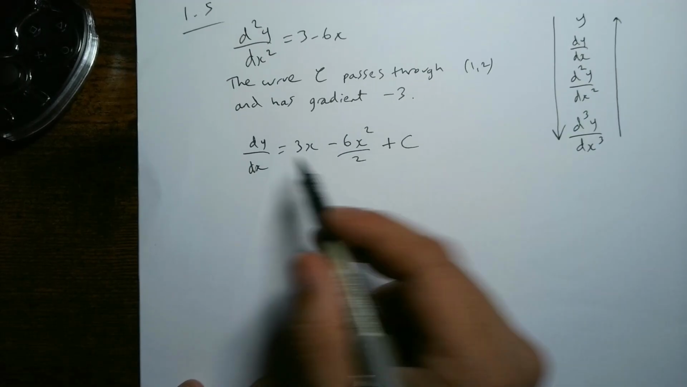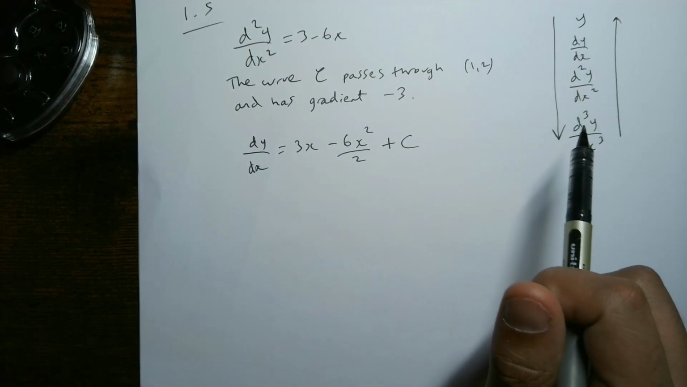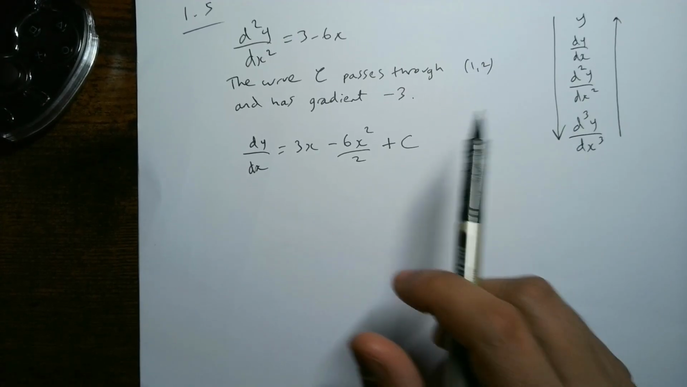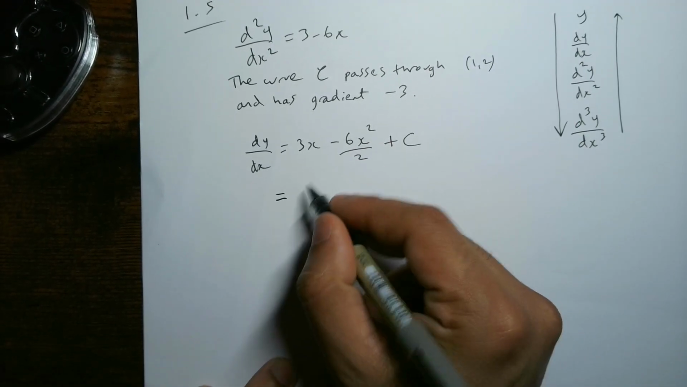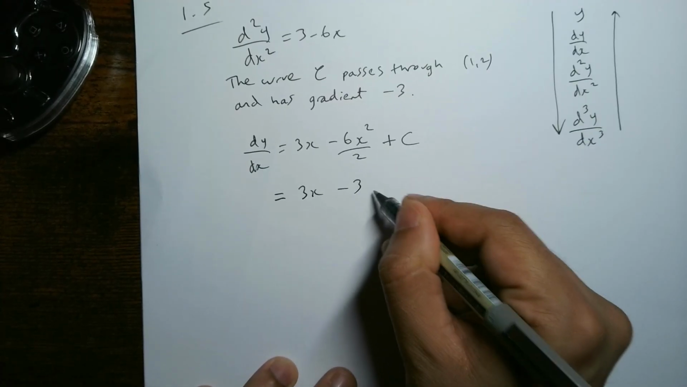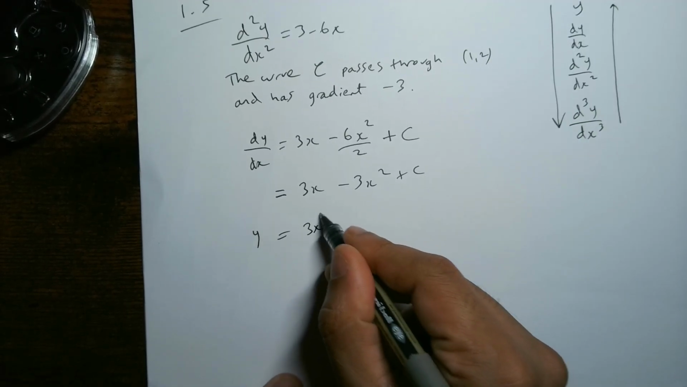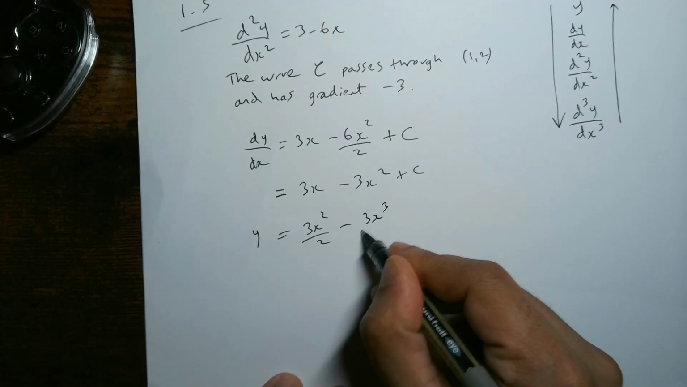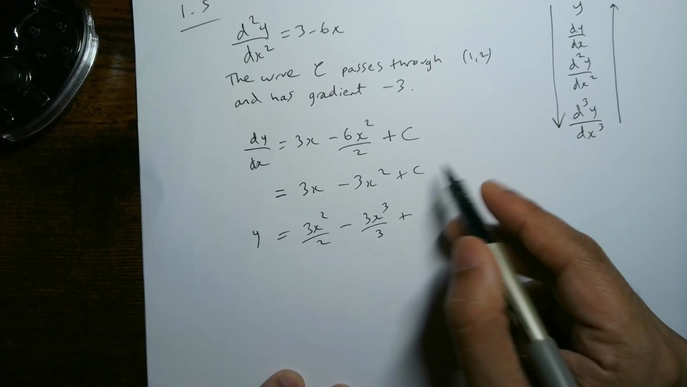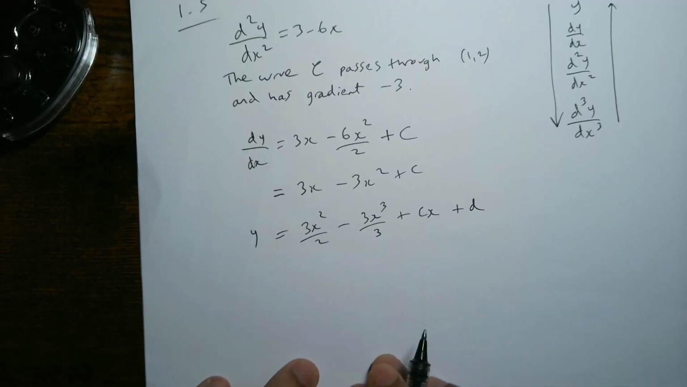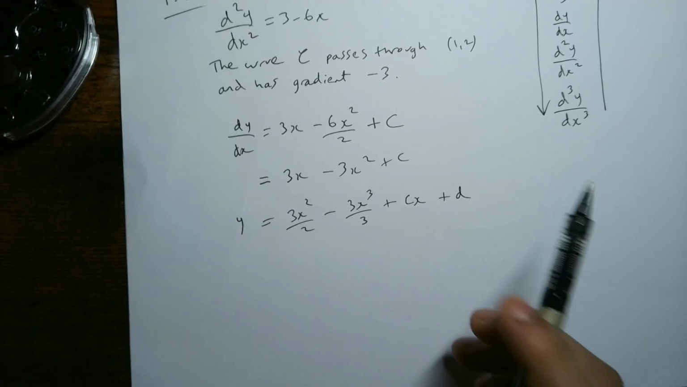Okay, so I've integrated it one time, but it wants the curve that passes through (1, 2). So there's going to be an issue that we're going to see if I integrate this again to get y rather than dy dx. But before I do that, I'm just going to simplify this a bit. 6 over 2 is 3. If I integrate it now, I'm going to get 3x squared over 2 minus 3x cubed over 3. And we had an example earlier where we had to integrate a constant. C is going to go to Cx, and there's going to be a new constant, D, because I always have to add on a constant whenever I integrate, as we saw in the previous video.